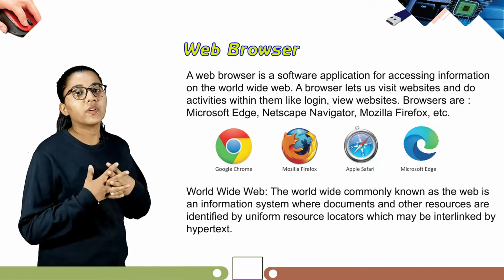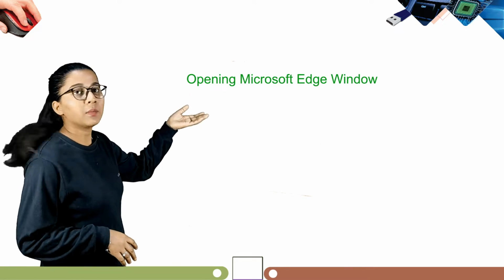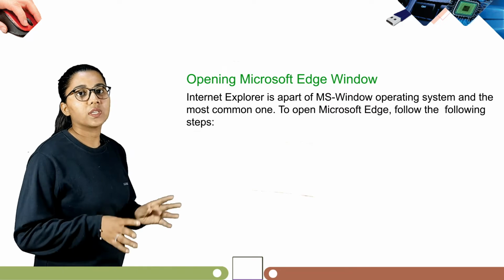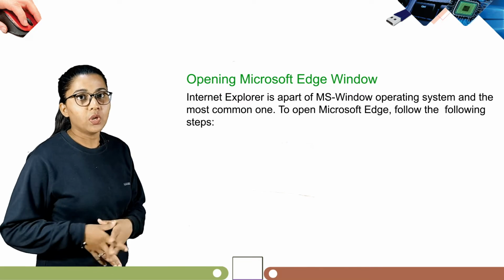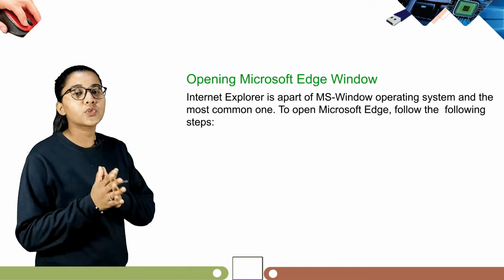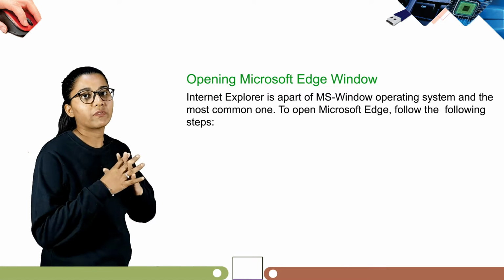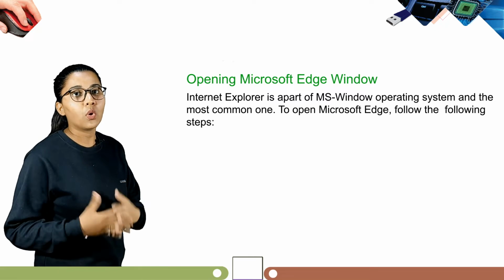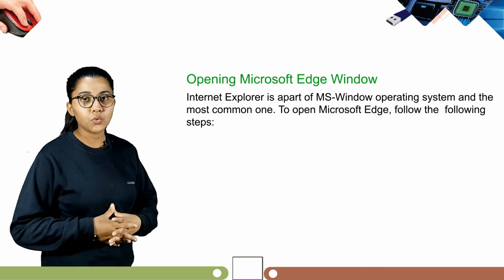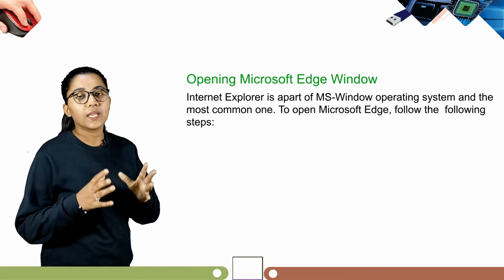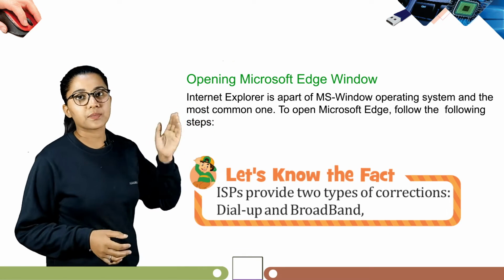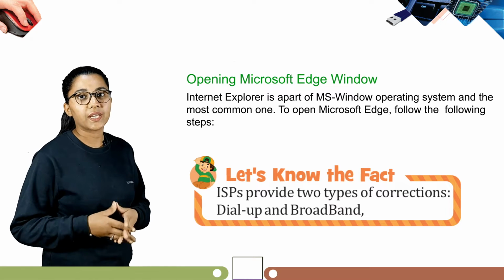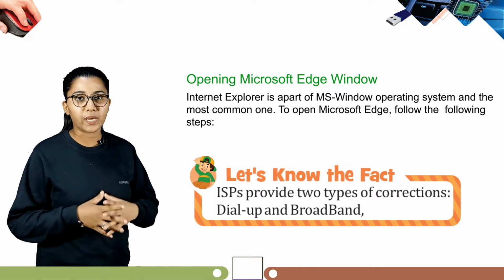Now students, our next topic is opening Microsoft Edge window. Internet Explorer is a part of MS Window operating system and the most common one. To open Microsoft Edge, follow the following steps. But before we know the steps, let's know an interesting fact. ISPs provide two types of connection, that is dial-up and broadband.